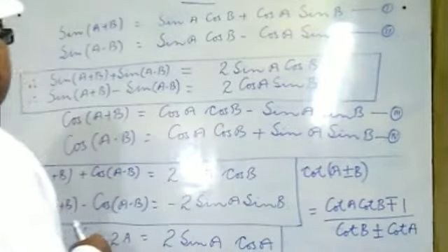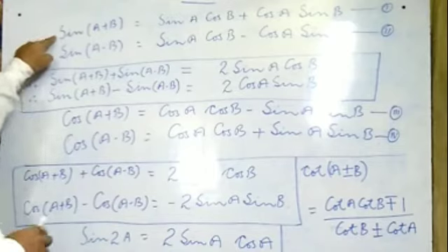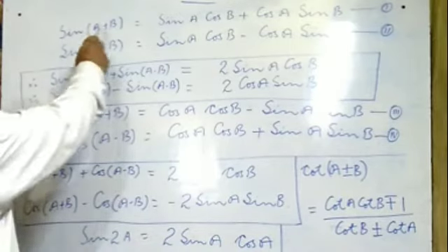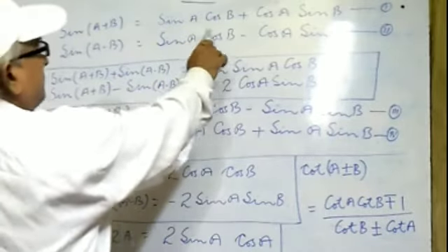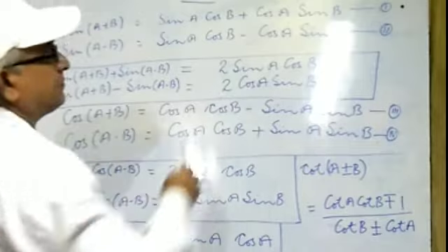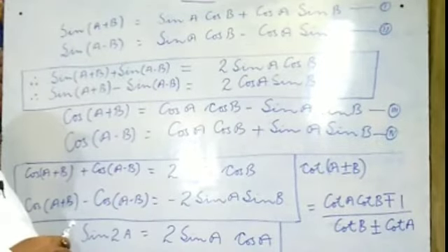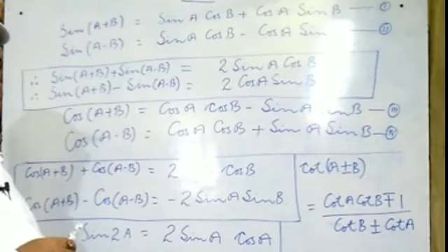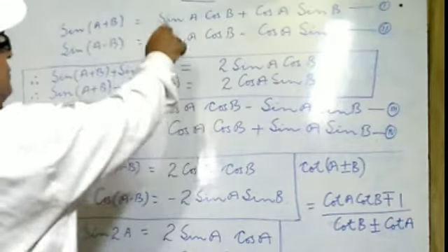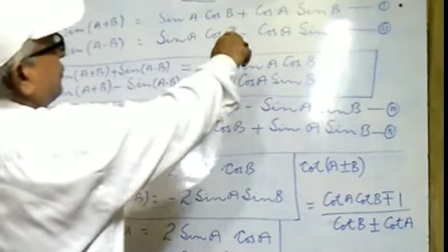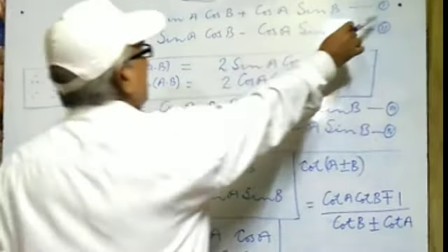Now observe, in first year classes this formula has been taught: sin(A plus B) equals sin A cos B plus cos A sin B. This one is already taught and proved there. Here verification is not required. We only have to keep in mind that sin(A plus B) is sin A cos B plus cos A sin B. This will be considered equation number 1.